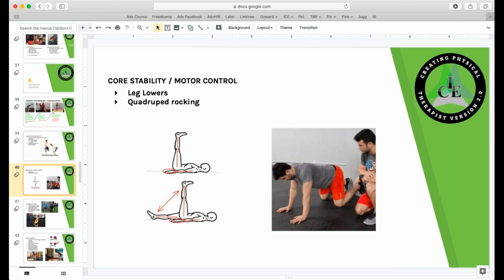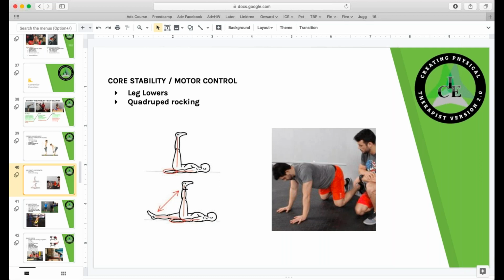If somebody failed the active straight leg raise but passed the passive, I know that they have the posterior chain extensibility, but they don't know how to dissociate their low back moving from their hips or hamstrings. And so that's when I'll use a lot of exercises such as leg lowers, shown here in this little stick figure, where both legs start held up straight in the air, and then one leg's lowered down and raised back up.